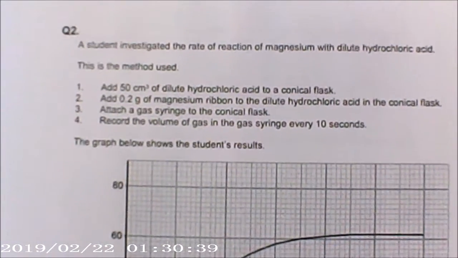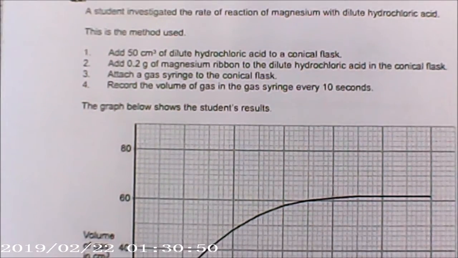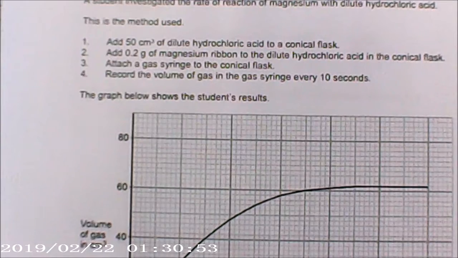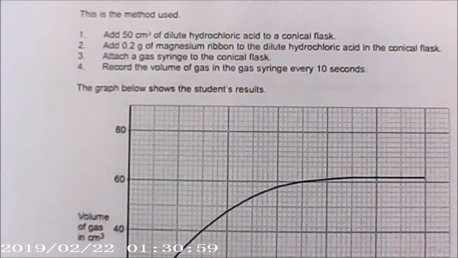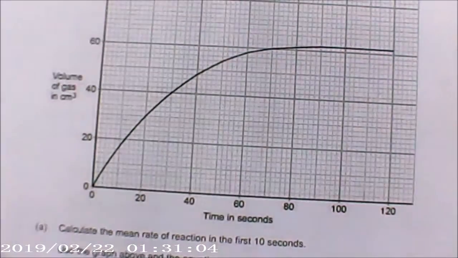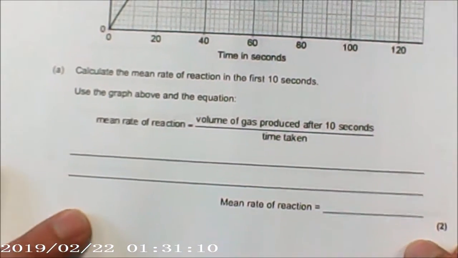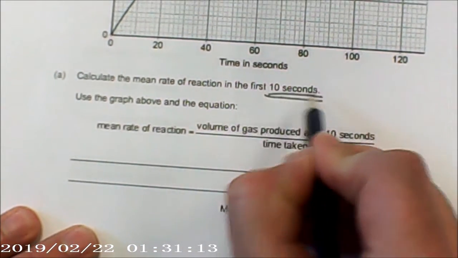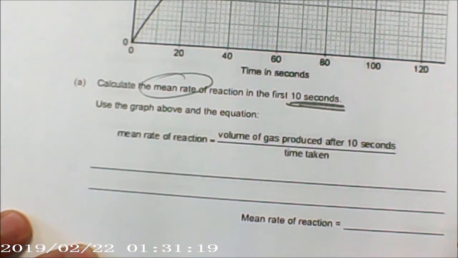Okay, let's move on to question 2 then. So question 2, a student investigated the rate of reaction of magnesium with dilute hydrochloric acid. This is the method they use. So add 50 centimeters cubed of acid to the conical flask, 0.2 grams of magnesium ribbon, attach a gas syringe to the conical flask and record the volume of gas every 10 seconds. And they've given us a graph to show that reaction. And the first question, A, calculate the mean rate of reaction for the first 10 seconds. Okay, now if it's asking you just to work out the mean rate, that's the nice easy one.